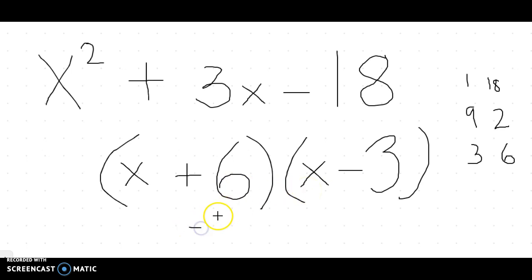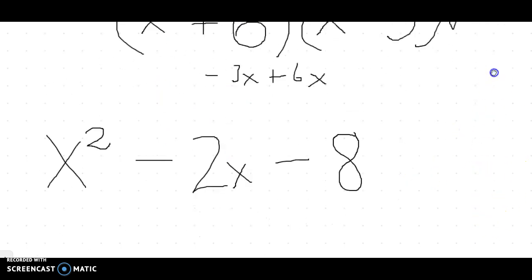So if I have -3x, pretend that's a 3, plus 6x, right? Then it yields overall positive 3x. And I know that this was right.